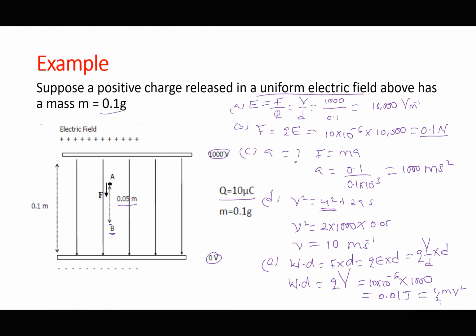So from kinetic energy, a half mv squared is going to be equal to the charge times the PD. So this is going to be equal to the charge, which is 10 times 10 power negative 6, then times the PD, which is 1000.